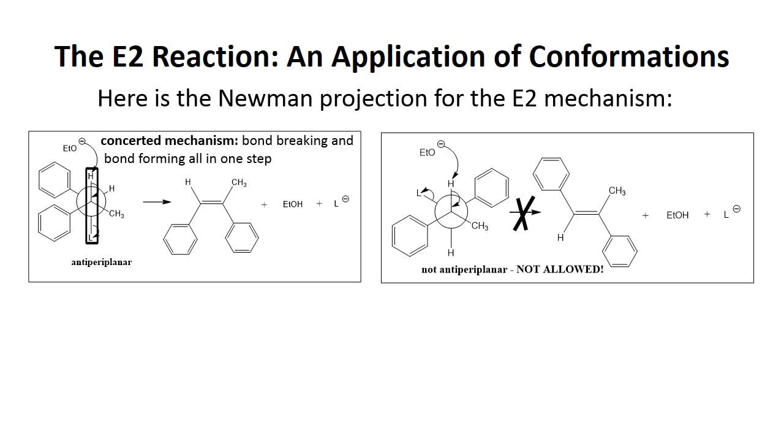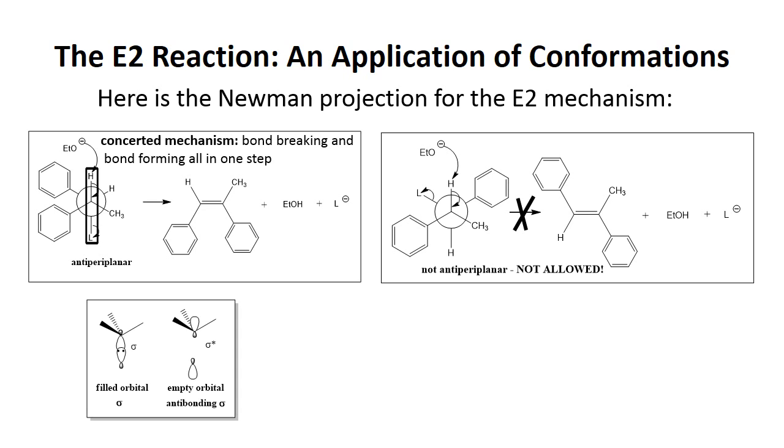There are two types of overlap that is direct between atoms. One is a bond-forming overlap, which we call a sigma bond, and the other is one in which there's repulsion between those overlapping orbitals, and that's called antibonding sigma, sigma star. The sigma bond is a filled orbital. There are 2 electrons in it. The antibonding sigma is an empty orbital because it's high energy. You don't want to put electrons in there.